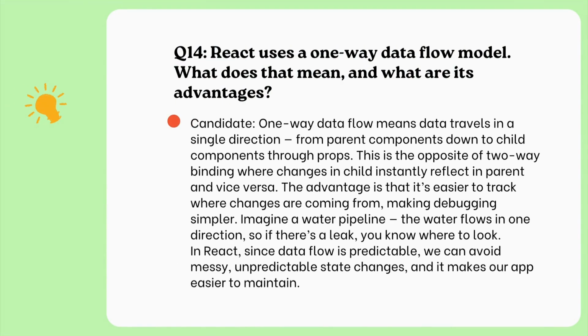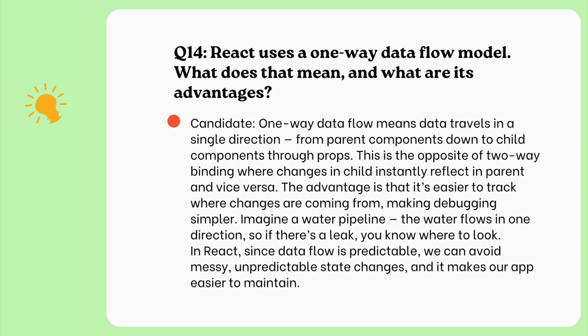React uses a one-way data flow model. What does that mean, and what are its advantages? One-way data flow means data travels in a single direction, from parent components down to child components through props. This is the opposite of two-way binding, where changes in child instantly reflect in parent and vice versa. The advantage is that it's easier to track where changes are coming from, making debugging simpler. Imagine a water pipeline. The water flows in one direction, so if there's a leak, you know where to look.